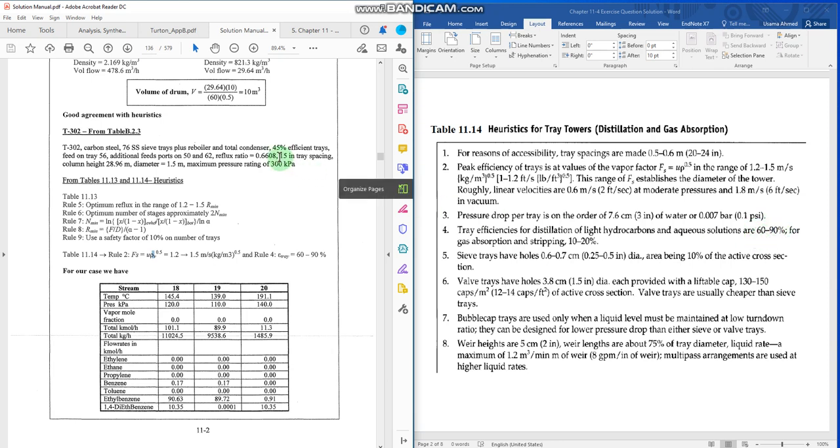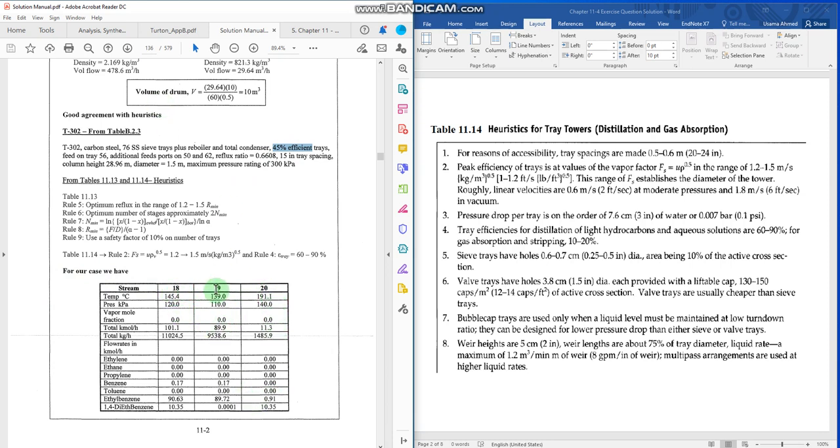However, in this table B2.3, we are provided with the efficiency of the phase which is 45%, so we have to use this value. Okay. Now for our case, this is the information that is provided to us.